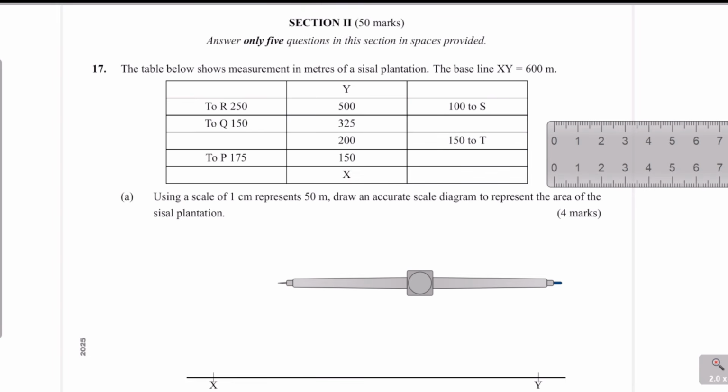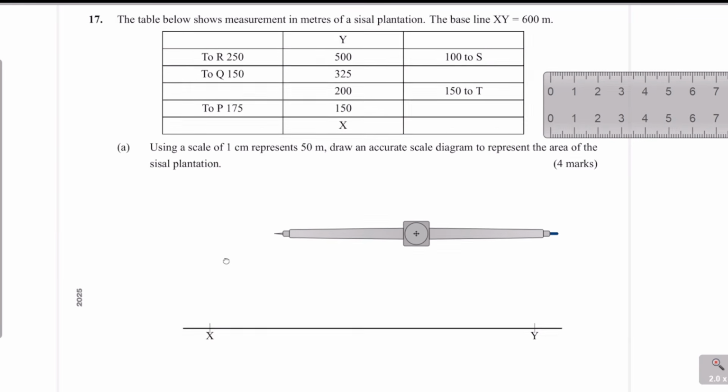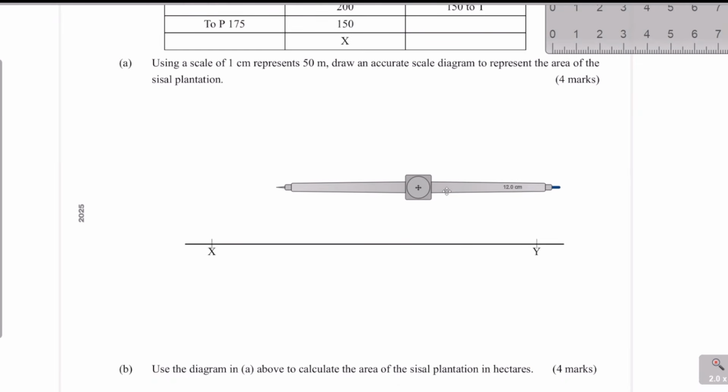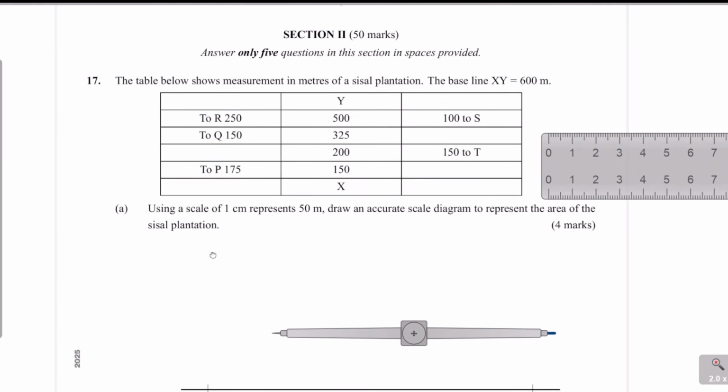So you will allow me to slightly adjust this baseline because I've zoomed my page here, and by zooming, I've affected the length of this line. So it is not in the right measurement. You're supposed to have the baseline as 600 meters. When you use the scale of 1 centimeter to represent 50 meters, 600 meters will be 12 centimeters. So just ensure that this is 12 centimeters. In your case, because you are using the hard copy, you may not have issues.